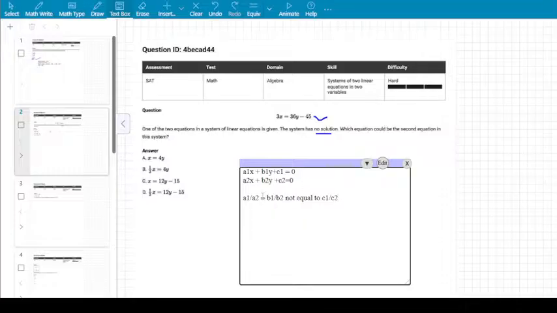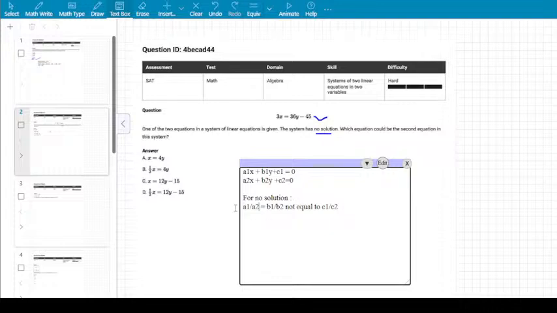So for no solution, this condition must hold. Let me write that down. For no solution, this condition must hold: the ratio of the coefficients of x and y should be equal, a1 by a2 equal to b1 by b2, but that shouldn't be equal to c1 by c2, because if it is equal to c1 by c2, then the equations are basically the same and there are infinitely many solutions.